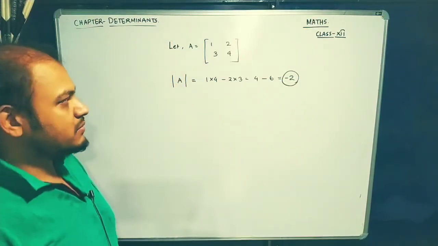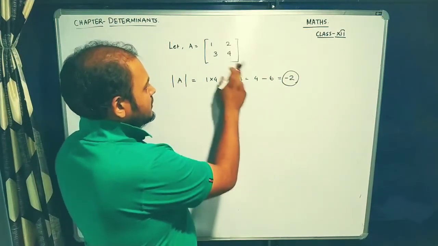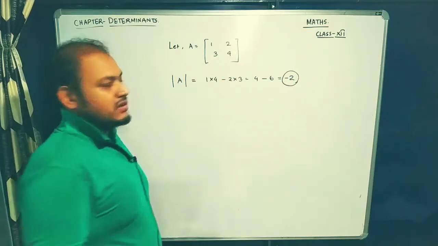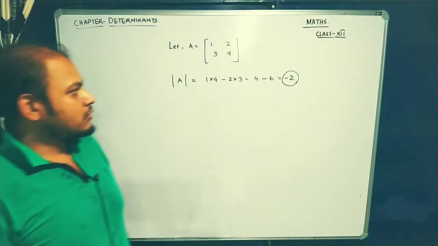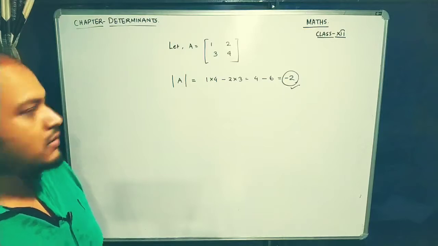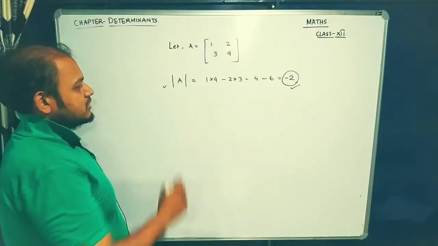Determinant is a number of a square matrix that indicates the relation between each and every element of that matrix. Okay, so for now it is important to notice that determinant of any matrix is nothing but a number, and determinant is written in this fashion.